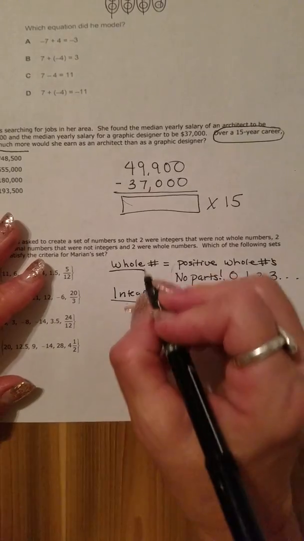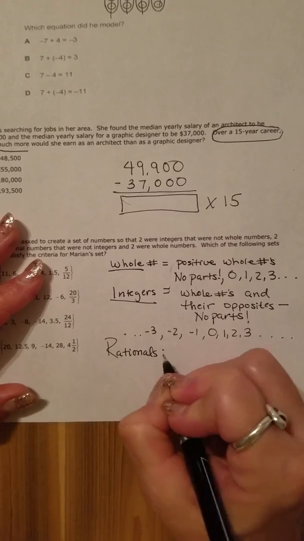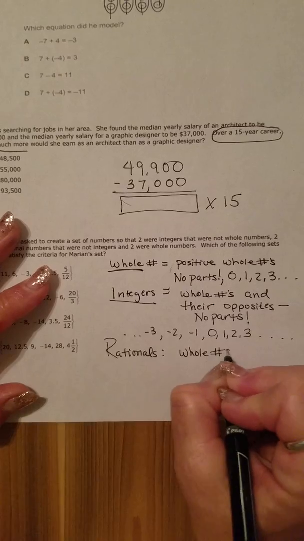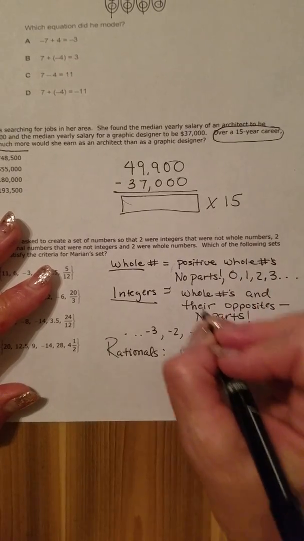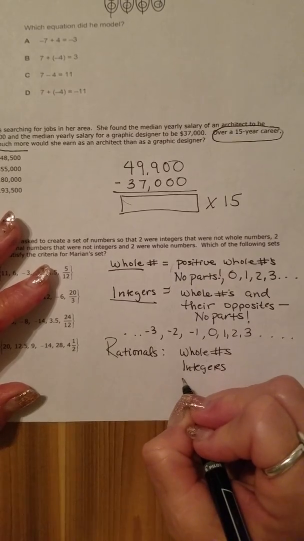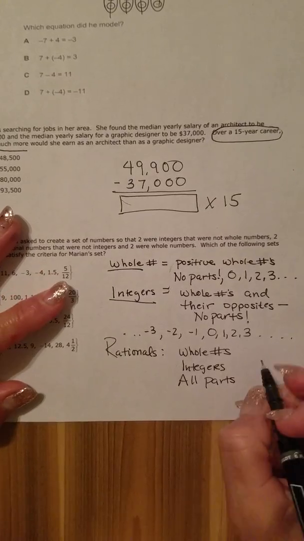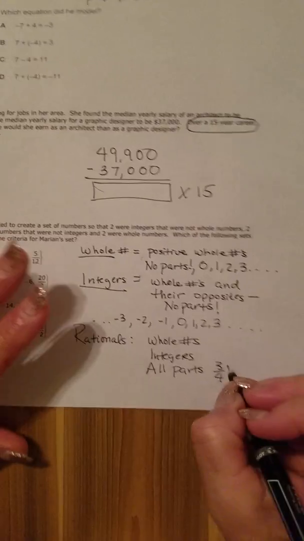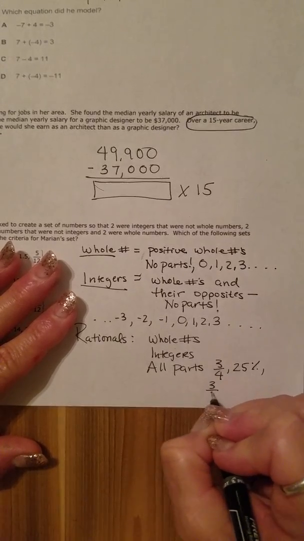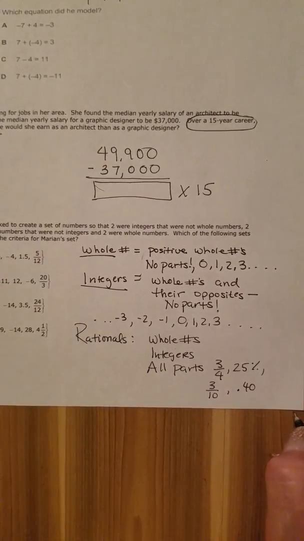Okay. Then we do rational numbers. So rational numbers is whole numbers. Anything that's a whole number goes in here. It's integers. All the integers go in here. And then all parts. It's AutoZone. So like 3/4, 25%, 3/10, 0.40, etc. All the parts.